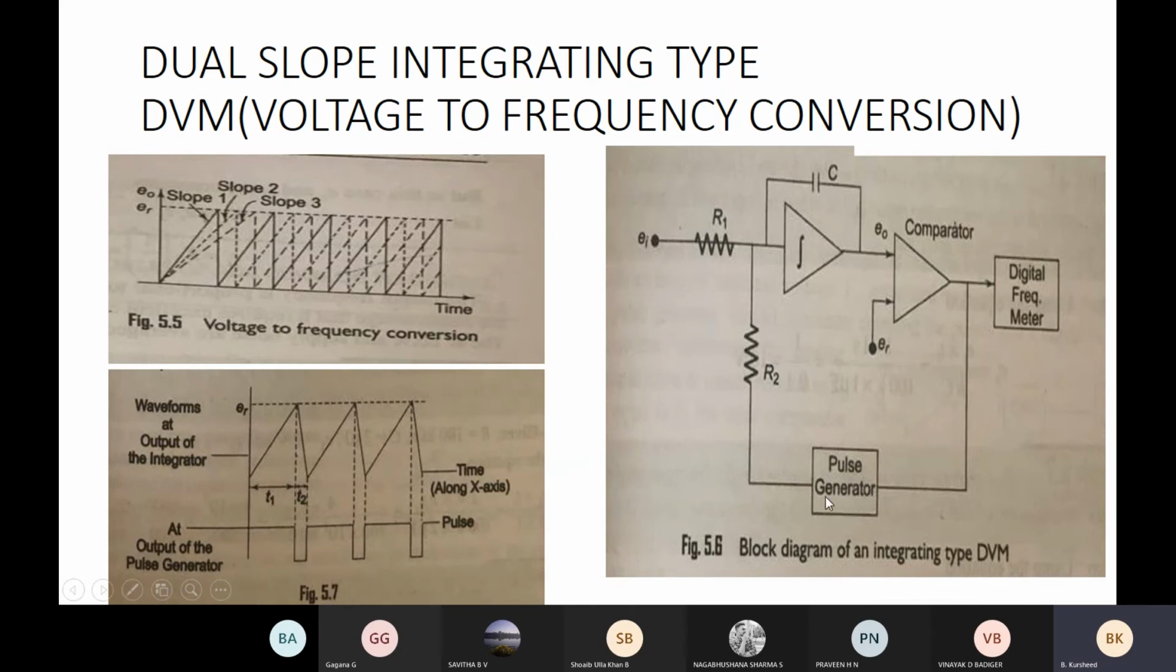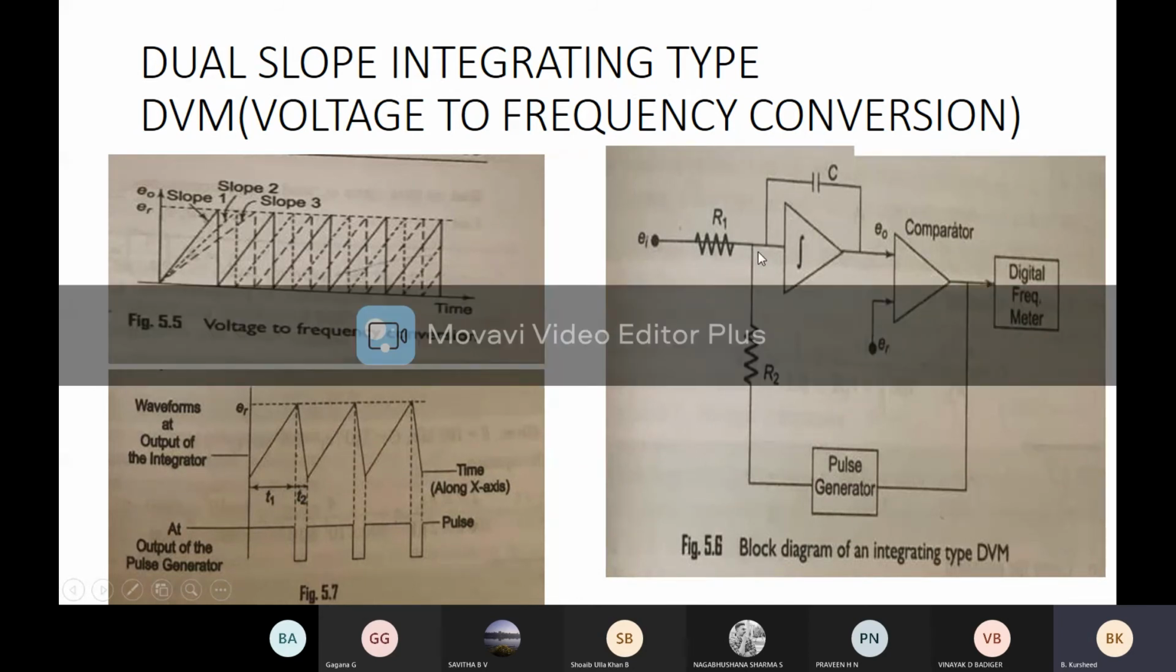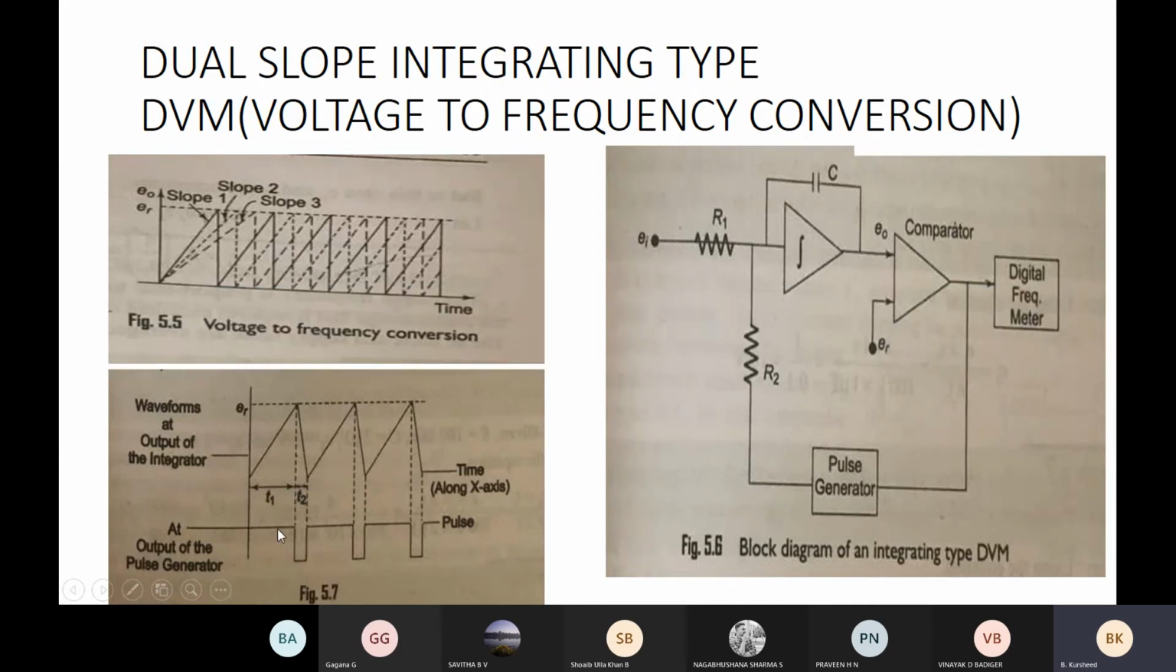The pulse generator produces a pulse of precise charging current that rapidly makes the capacitor discharge. The charging and discharging times are T1 and T2, which is time. Inversely, it is frequency. That frequency will be directly proportional to EI. Getting?